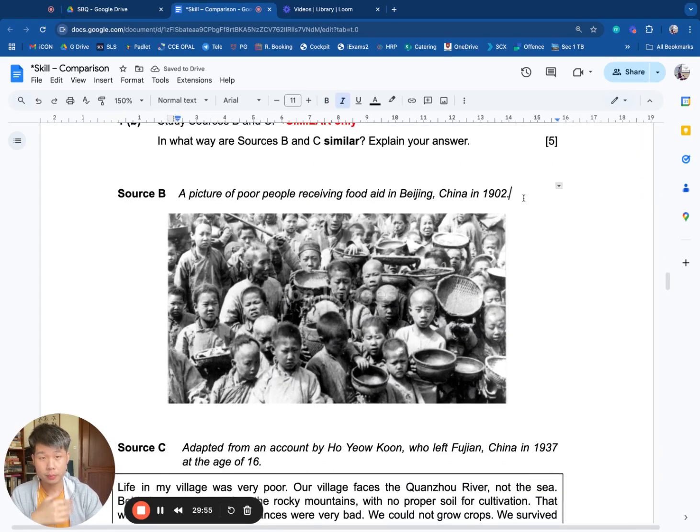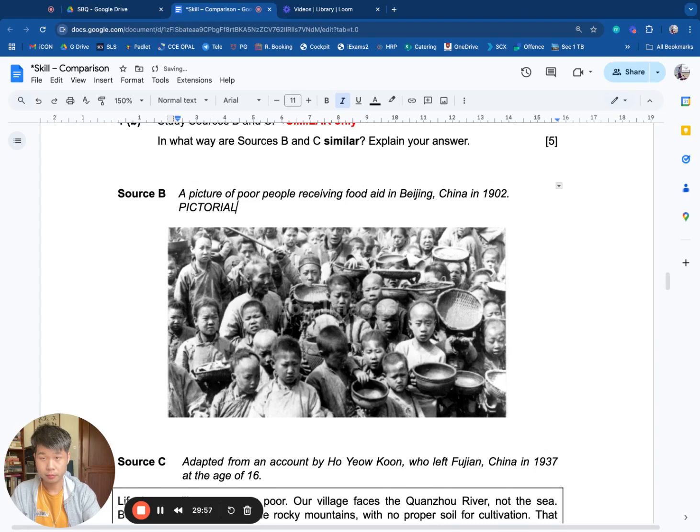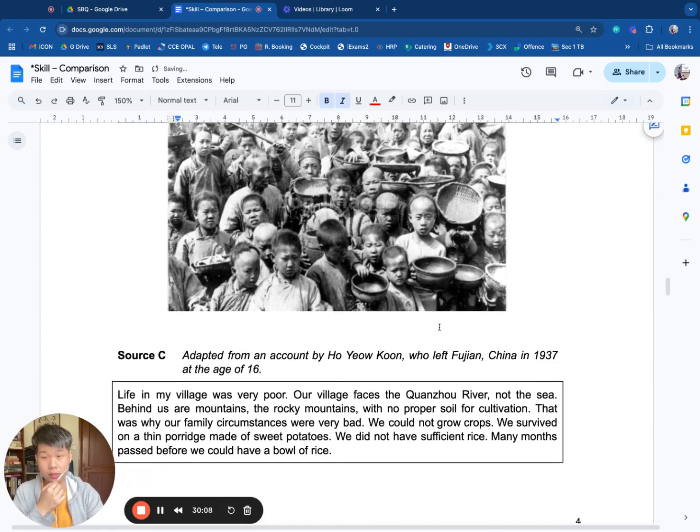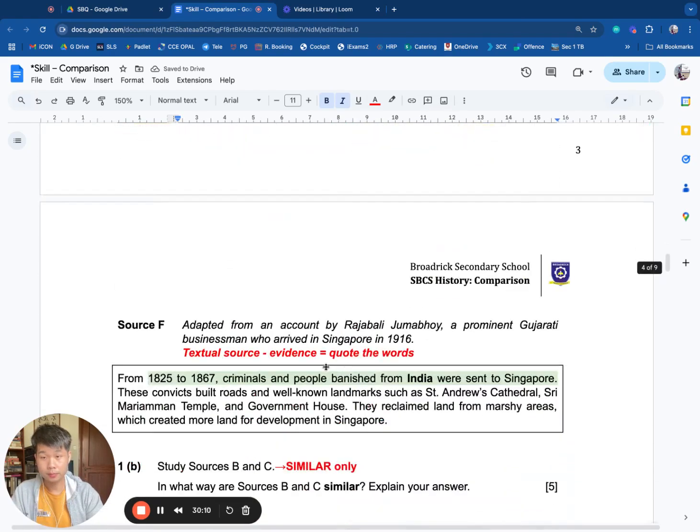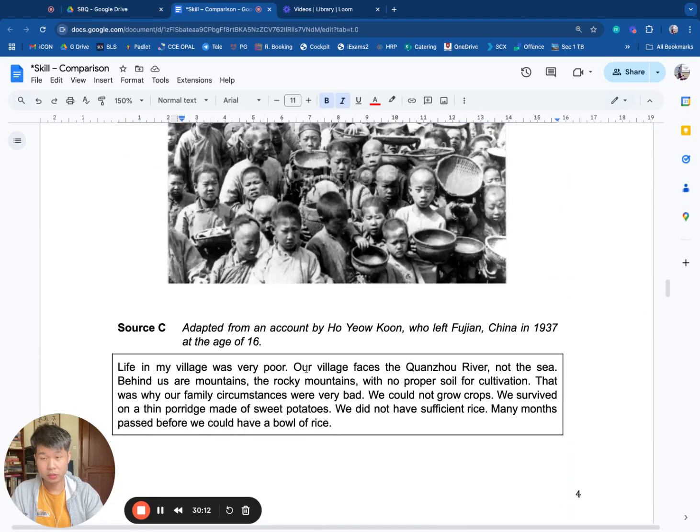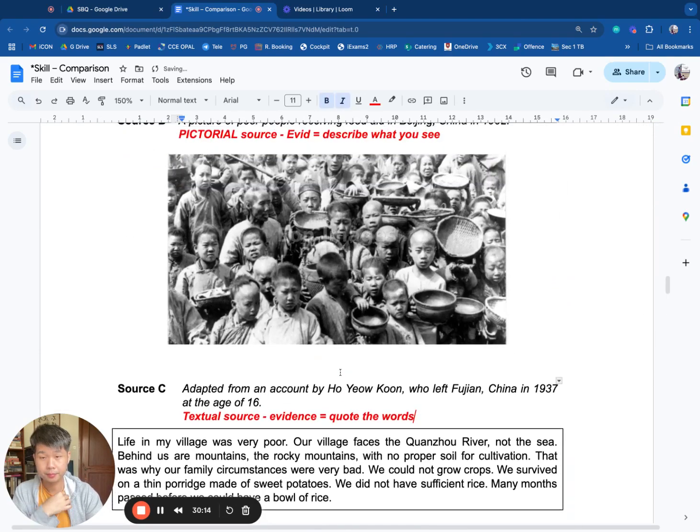Here I have a picture. It's a pictorial source. Evidence is to describe what you see. You can annotate this next to source B, so you can keep note of how you do evidence. Source C is a textual source, so evidence is to quote the words.